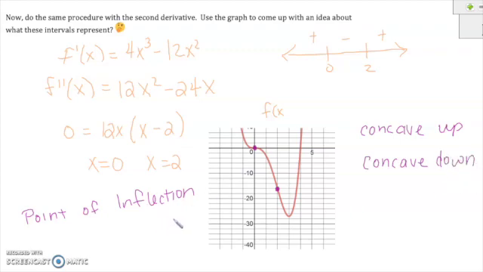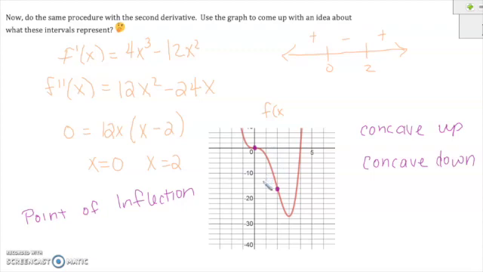So the second derivative tells us about the function's concavity. If the second derivative is positive, that means you are concave up. So notice here, I always say to determine concavity, take a cup of water and pour it on the function. If the function could fill up and hold some water, it's concave up. But in between 0 and 2, we are concave down.